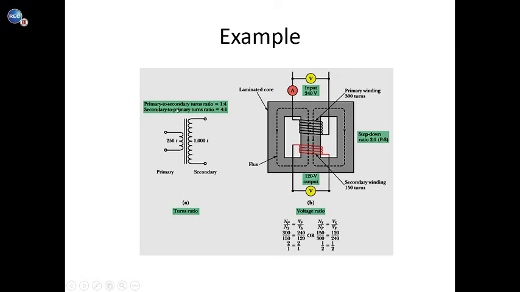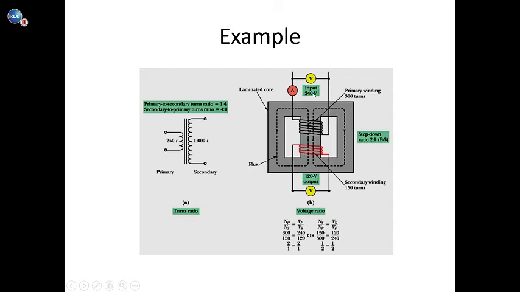We could also express the turns ratio as secondary to primary, though that's not as common. But the ratio of 1,000 over 250 reduces to 4 to 1. In this example, we see a transformer where they share an iron core. As current is flowing through the primary, the magnetic field is growing. And as it grows out and tries to stay in the iron core, as it grows out to be a loop within the iron core, it's cutting the secondary.